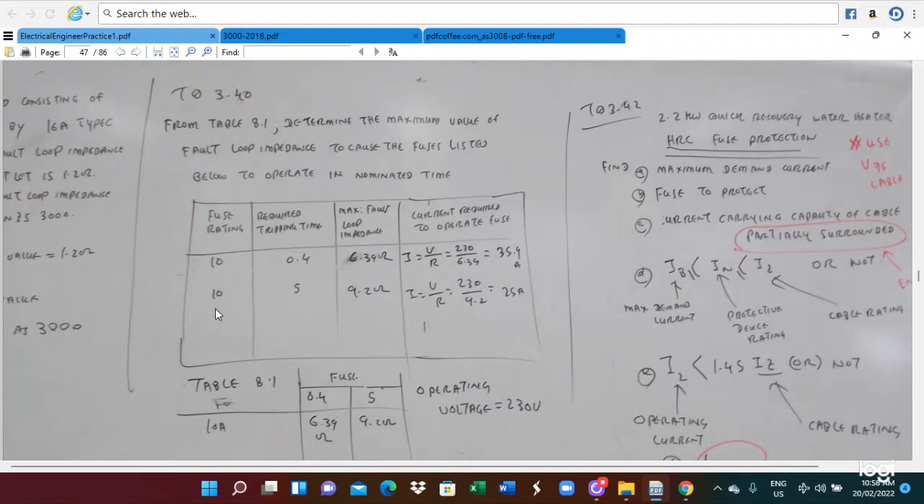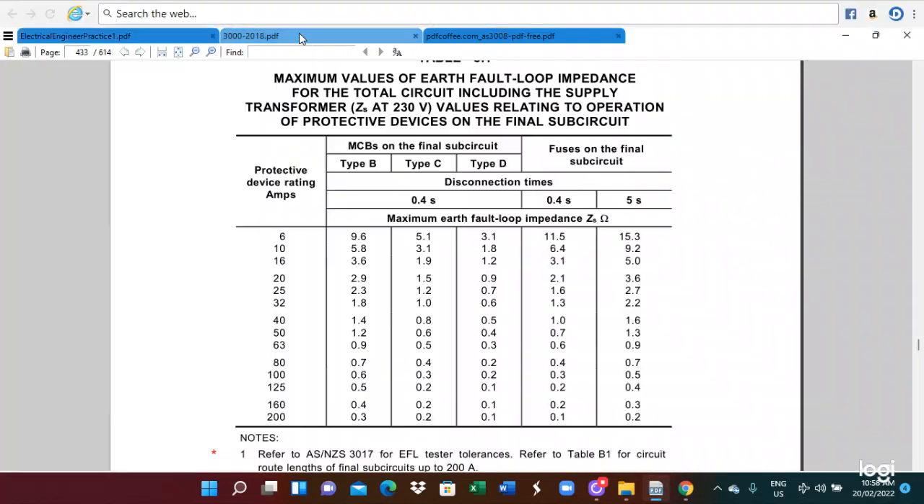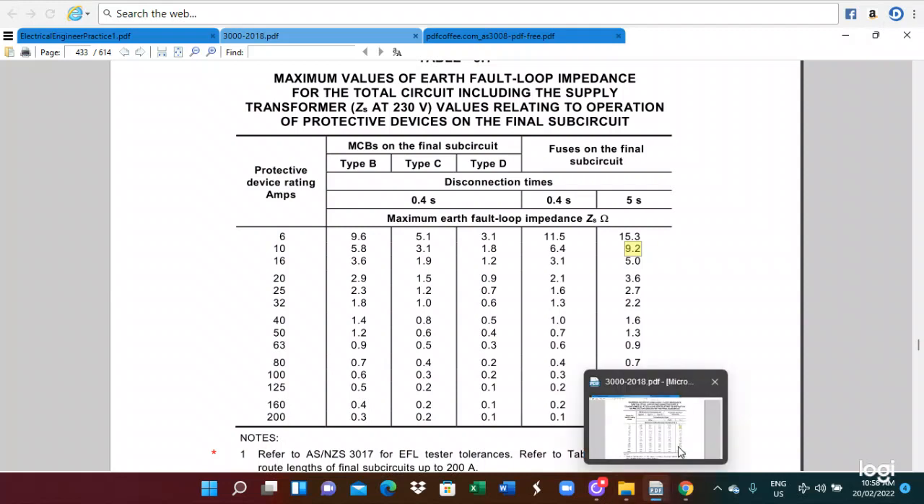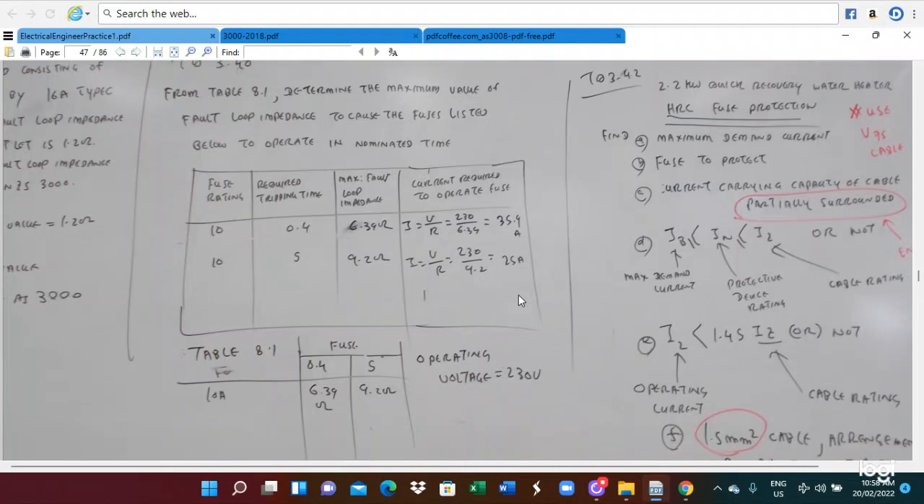Similarly, the fuse rating is 10 ampere, tripping time 5 seconds. In this case, you can see the fault loop impedance is 9.20. So supply will be 230, fault loop impedance 9.2, and you get the current, 25 ampere. So this is the way we calculate it.